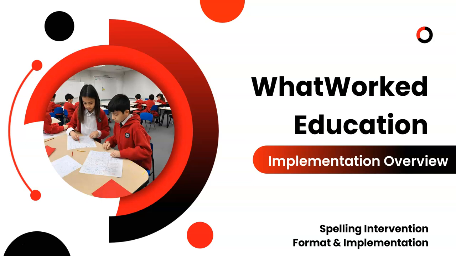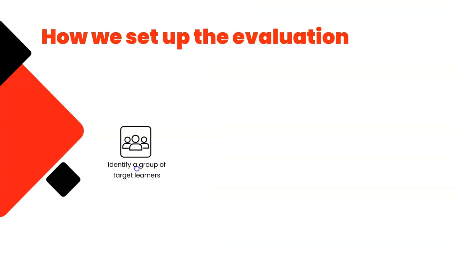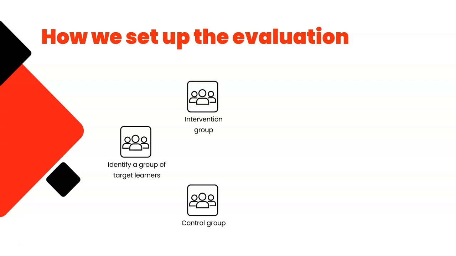Implementation overview. How we set up the evaluation. The first thing we ask you to do is identify a group of target learners. The What Word Teachers platform will then randomly allocate these into the intervention and the control group.